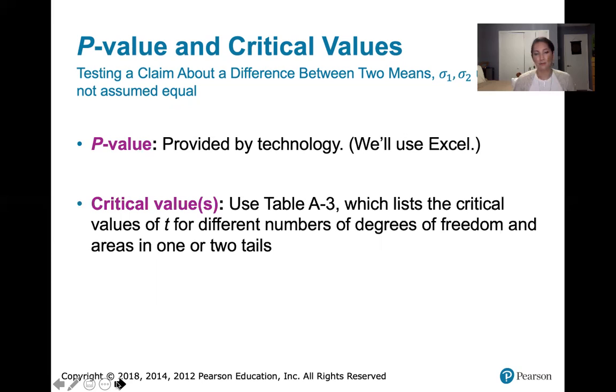So you're going to know what the area in one or two tails is. And then in the right-hand column, you'll look for the right number of degrees of freedom, and you'll just see where the columns and the rows overlap in order to find the appropriate critical value or values of t for your hypothesis test.